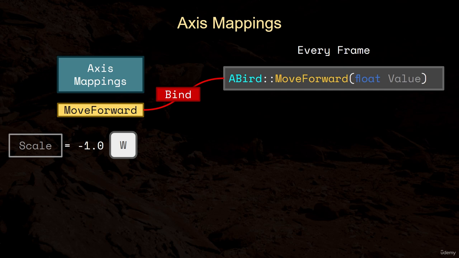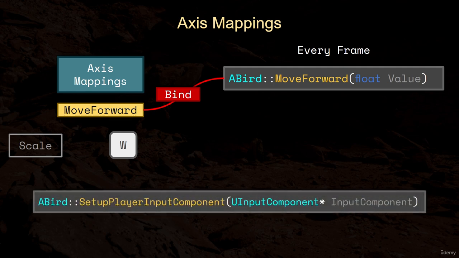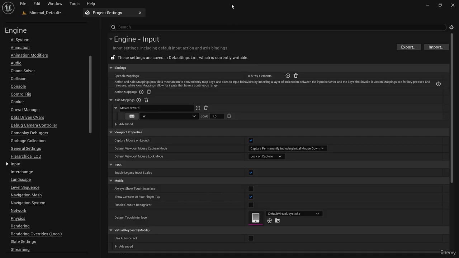So where do we do all this binding? Well, we noticed when we created our first pawn class that it had this function, SetupPlayerInputComponent. This is where we do all of our axis mapping bindings by assigning a callback function to a given axis mapping that we've created in our project settings. So let's do this for our move forward axis mapping. So before we hop back into Visual Studio, we're just going to look right here at our axis mappings and remind ourselves that this is the name of our axis mapping. It's called move forward. We have the W key assigned to it, and its scale has a value of 1.